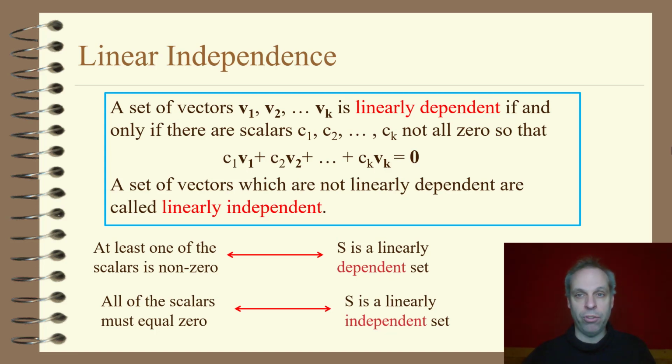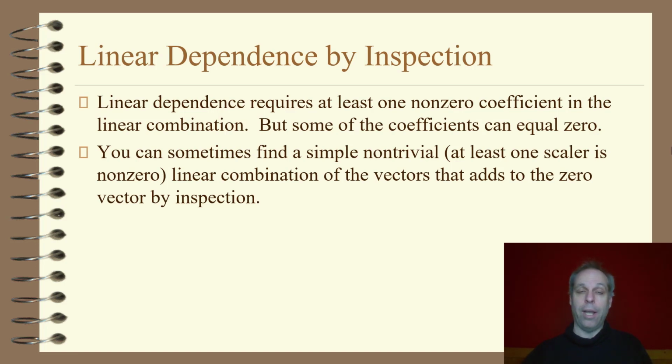Now, the linear combination where all the scalars are 0, of course, equals a 0 vector, but we call that particular linear combination the trivial one because we know that one adds up to 0. So we're often looking for a non-trivial linear combination of 0 in order to show that the vectors are linearly dependent. Now, linear dependence requires at least one coefficient to be non-zero. A number of them can be 0. Sometimes because of that, you can find a really simple non-trivial linear combination of your vectors that adds up to 0 just by looking at it.